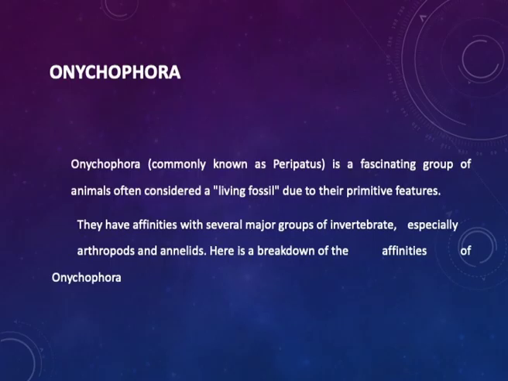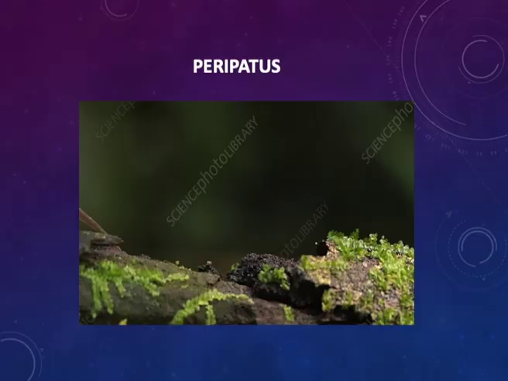Here there is a breakdown of the affinities of Onychophora. They are showing a relationship with Arthropoda and Annelida, but there are some specific characteristics which are present in Onychophora. That is the reason why they are included in a separate phylum, that is Onychophora. Example, Peripatus. This is the video showing the Peripatus. You can see the movement of Peripatus here.